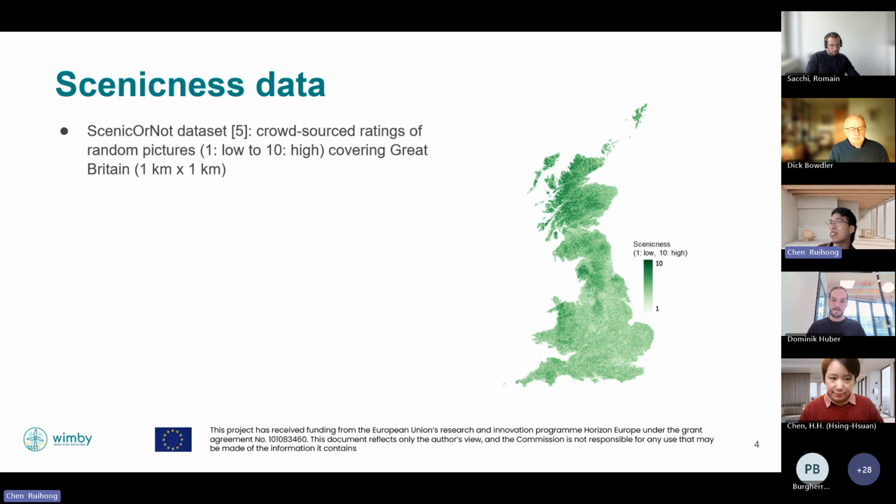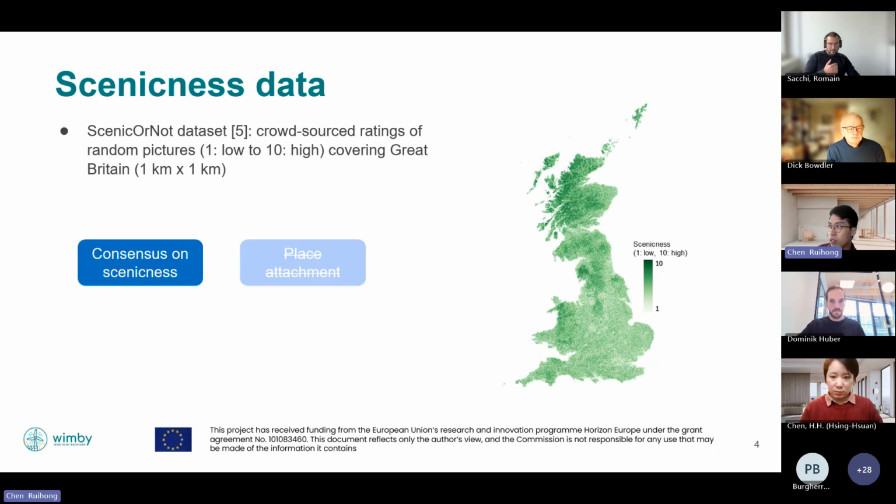First is the Scenic-Or-Not data set, which is crowdsourced ratings of randomly presented pictures, and asks users to rate them from 1 to 10. This covers the whole of Great Britain with approximately 1 square kilometer spatial resolution. As you can see here, I put a picture of the spatial data set. As expected, Scotland, Wales, and the Lake District are the most scenic places in the UK.